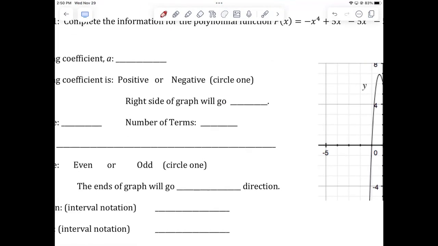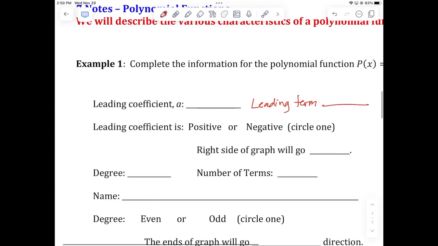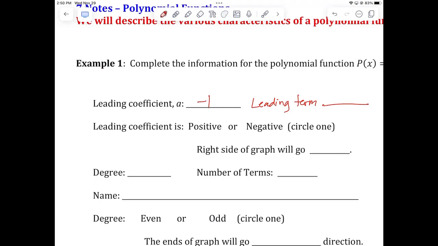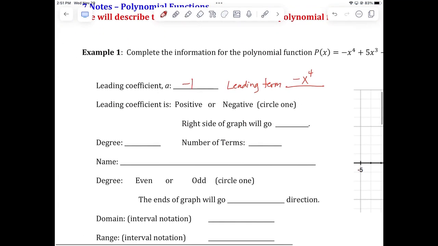Let's go ahead and fill in something that's not here. What is the leading term to this polynomial? Well, that's the leading coefficient. Since you mentioned that, let's put that right there first. The leading coefficient is -1. What's the leading term? The entire thing, negative x to the 4th. Got it? The leading term is negative x to the 4th, and then the leading coefficient is the number in front of that x.